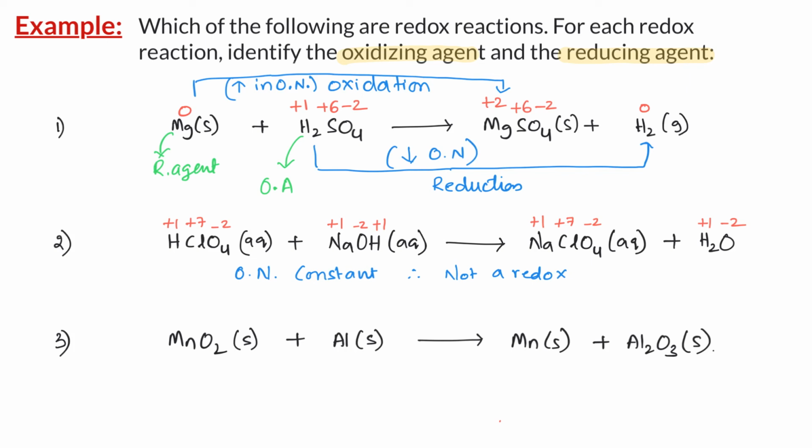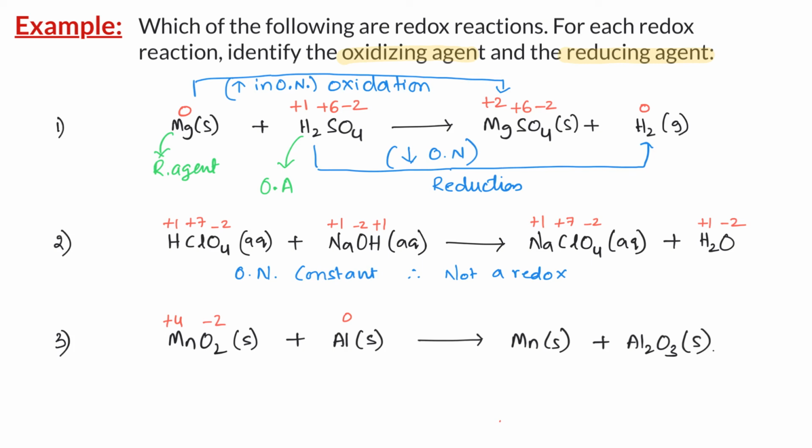Let us now assign the oxidation numbers for reaction 3. Oxygen in combination with metals has an oxidation number of -2. Therefore, manganese is in +4 oxidation number. Aluminum is in its elemental form, therefore its oxidation number is 0.